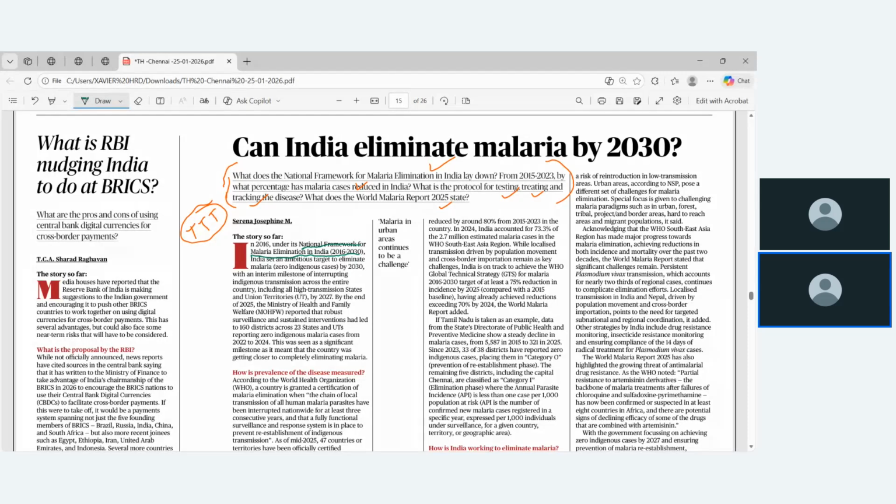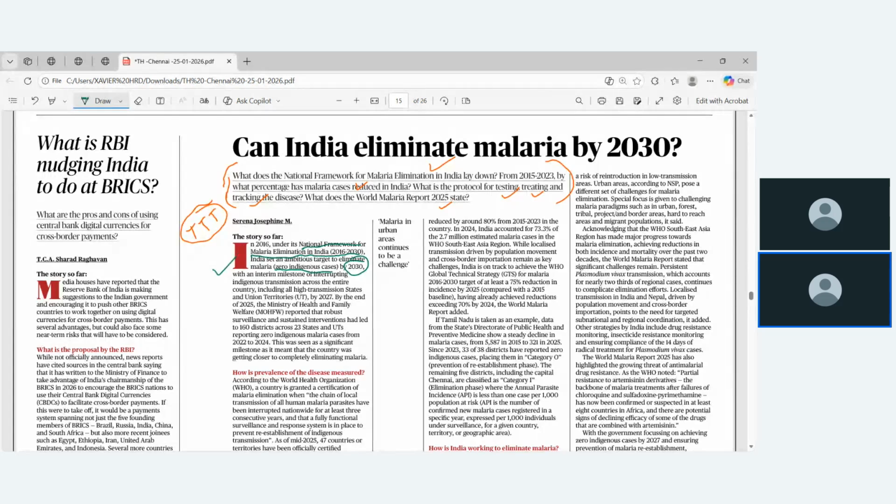Ambitious, this word we have come across many times in the newspaper, that you know very well. Ambitious means having a strong desire to be successful. My ambitious goal, my ambitious plan. So India has set an ambitious target to eliminate malaria, which means zero indigenous cases by 2030. So this was our goal.